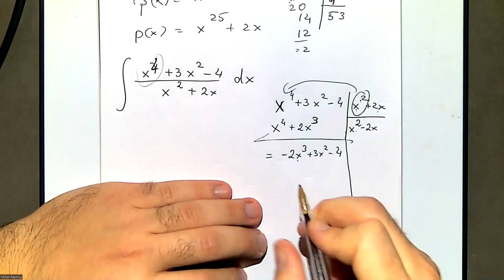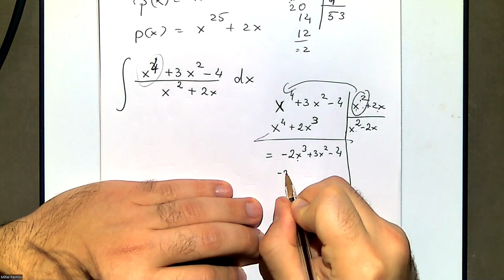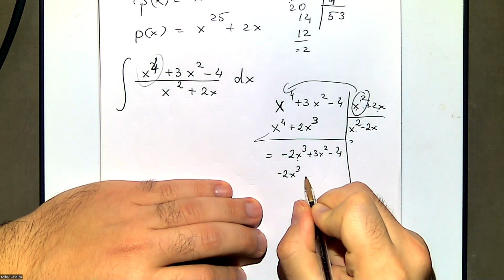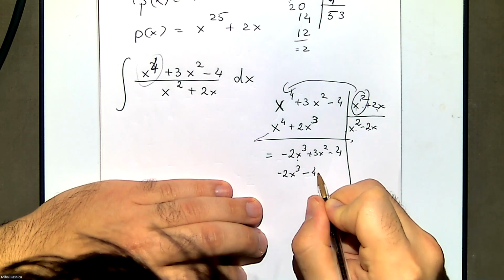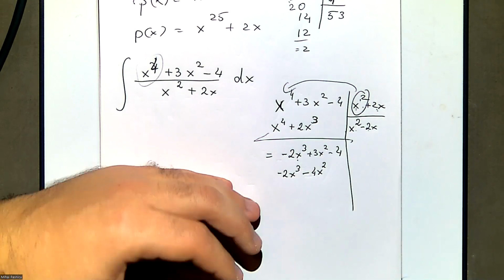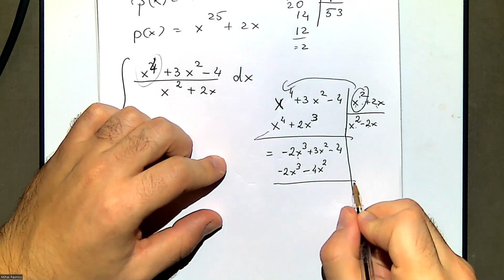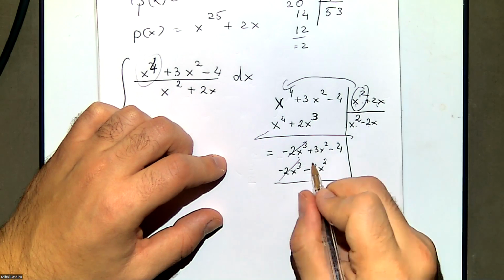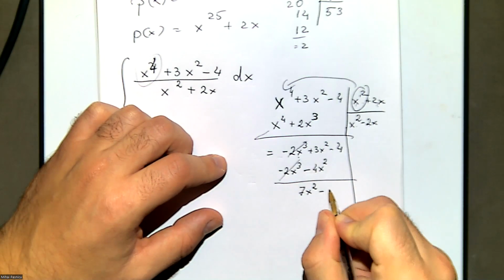So I do minus 2x times x squared. That's minus 2x to the 3rd. Minus 2x times 2x. That's minus 4x squared. And now let's subtract. This goes away, and I'm stuck with 7x squared minus 4.